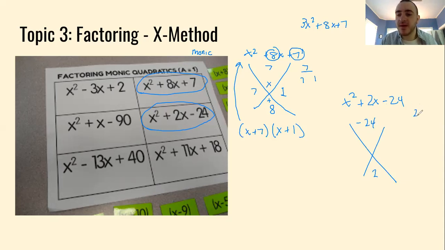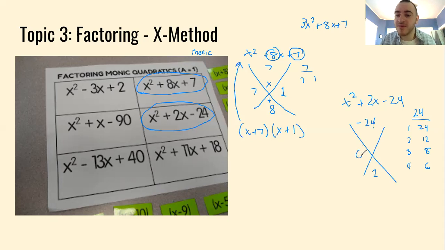So I'm going to list the factors of 24. 1 and 24, 2 times 12 is 24, 3 times 8 is 24, and also 4 times 6. I'm looking for two numbers that are 2 apart. So 24 minus 1 is 23, 12 minus 2 is 10, 8 minus 3 is 5, but 6 minus 4 is 2.